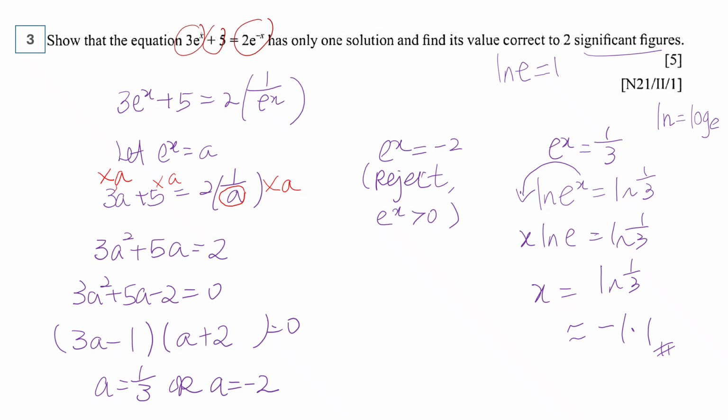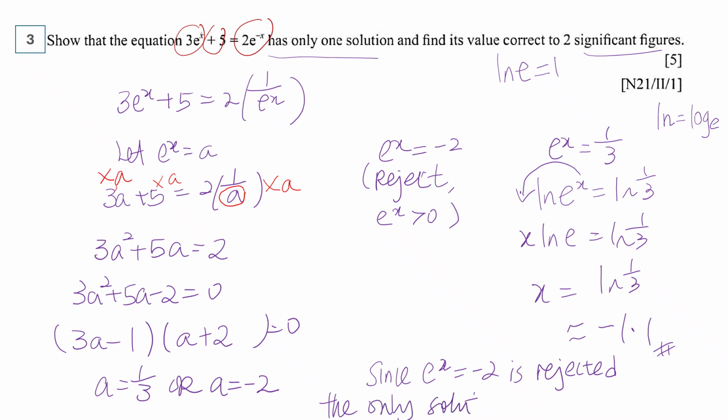Right, so we just do some explanation. Since e to the power x equals to negative 2 is rejected, you have to do some explanation because you are supposed to show that it has only one solution. So since e to the power x equals negative 2 is rejected, the only solution is x approximately negative 1.1. And so this is how you solve exponential equations.